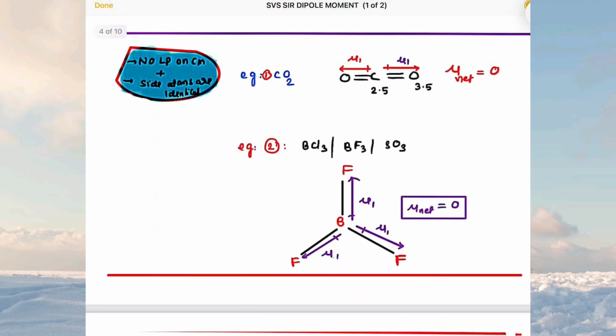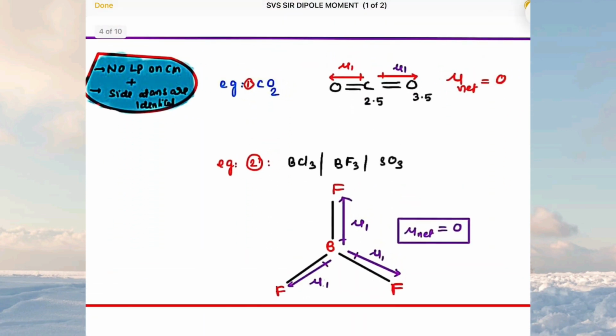Similarly, let me take an example. If you take a symmetrical molecule, what did I say? No lone pair, and the side atoms are identical, for example carbon dioxide. In the central atom carbon, there are no lone pairs. The surrounding atoms are oxygen, similar atoms. So both bond moments are in opposite directions, therefore the net dipole moment is equal to 0.